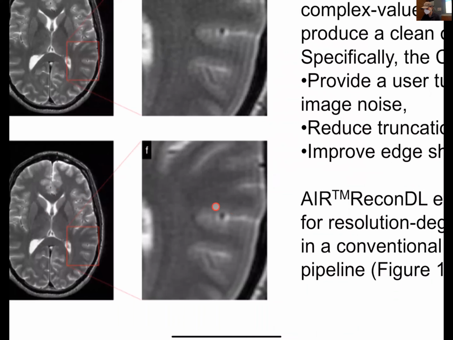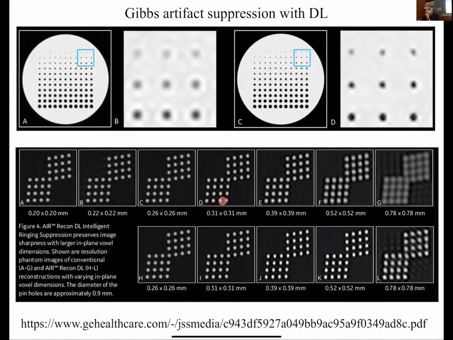Okay. So deep learning has been used to, for example, get around this. Here we're making the voxel size bigger and bigger, from 0.2 up to 0.78. And you can see here with conventional imaging, things start getting blurry. With this machine learning, it actually keeps things pretty sharp, even as you're increasing that voxel size, because it sort of knows what it's looking for.